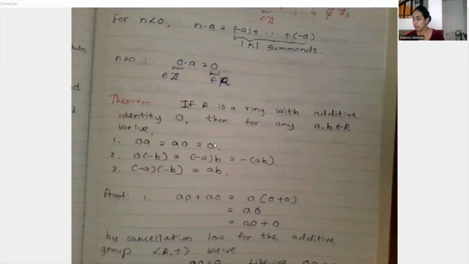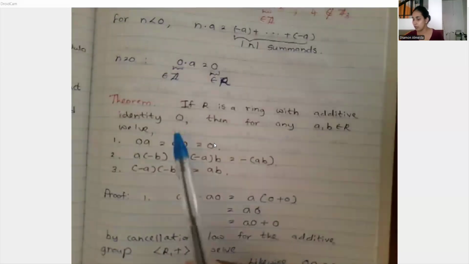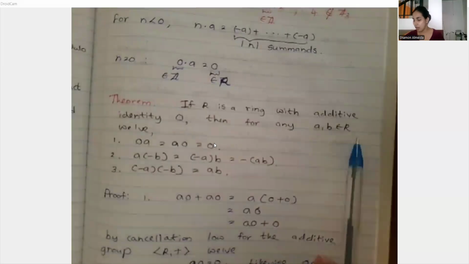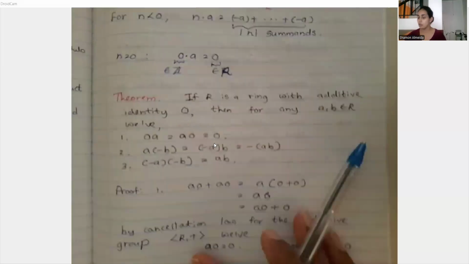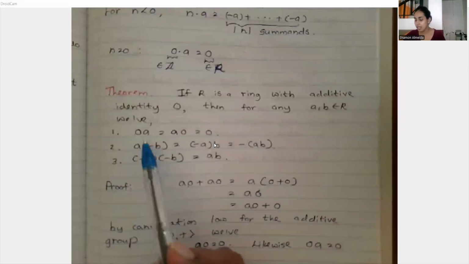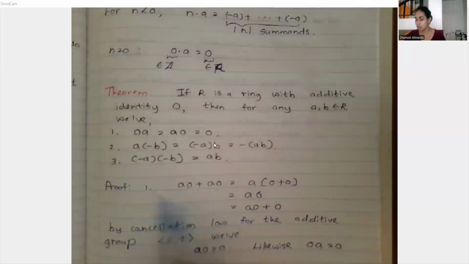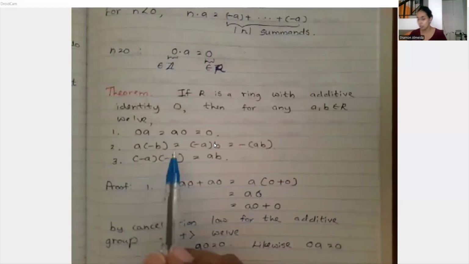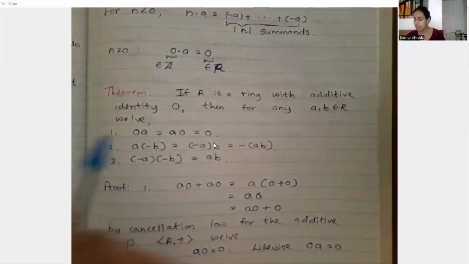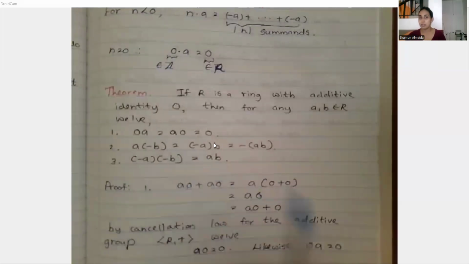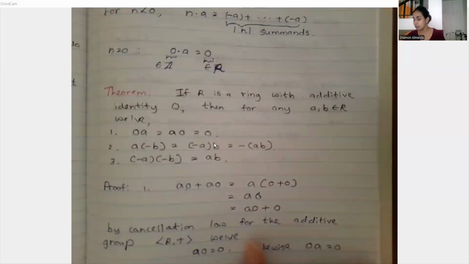And then this theorem: if R is a ring with additive identity 0, then for any a, b in R, any two elements that you take from the ring, we must have 0 times a equal to a times 0 equal to simply 0. And these are the two properties: a times negative b is equal to negative a times b, which is equal to negative ab, the product. And then this final law. So we prove this theorem, we have to start from here. We have to continue from here.